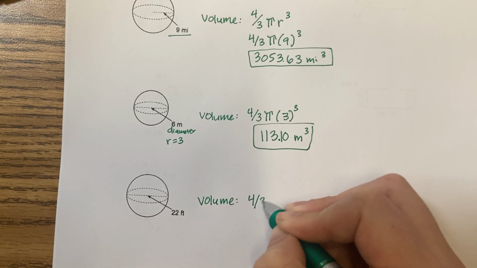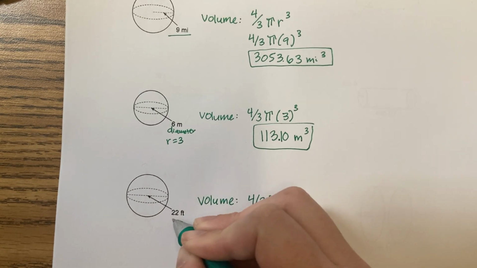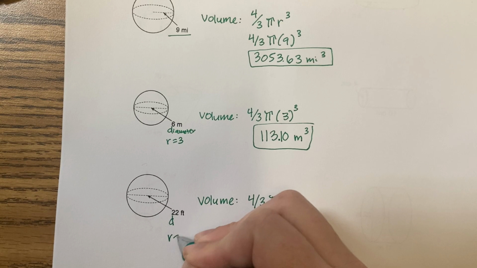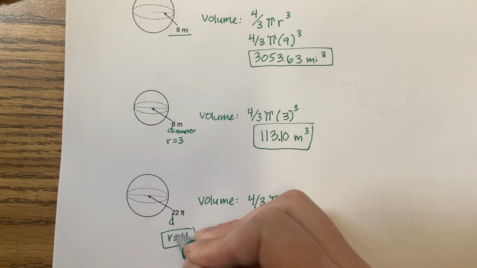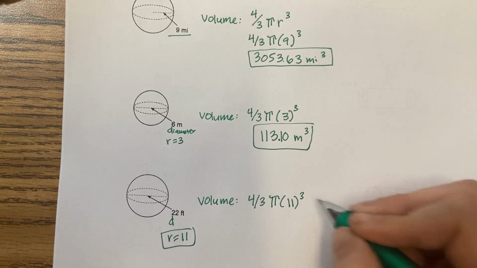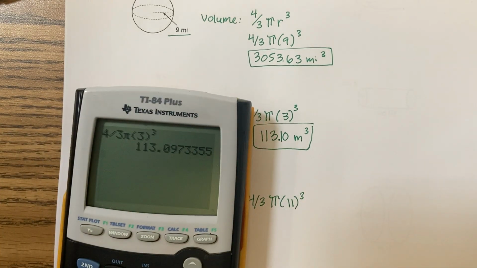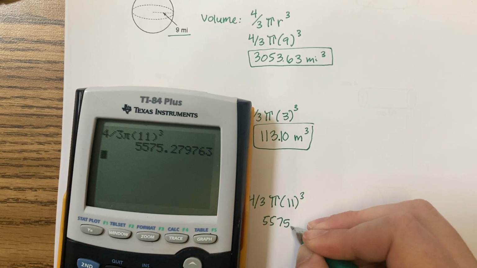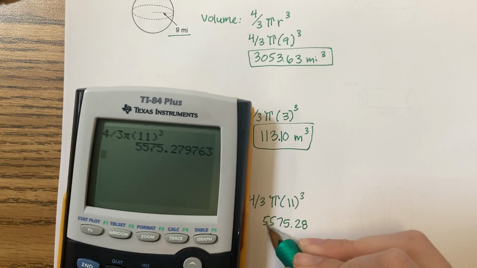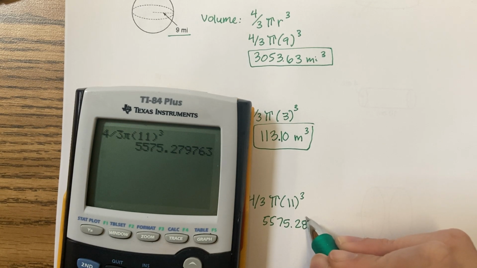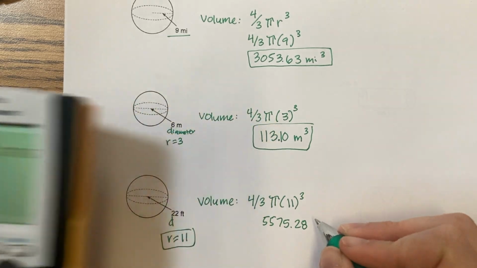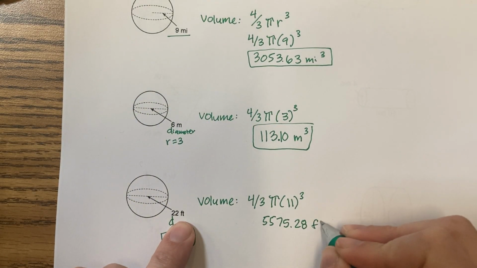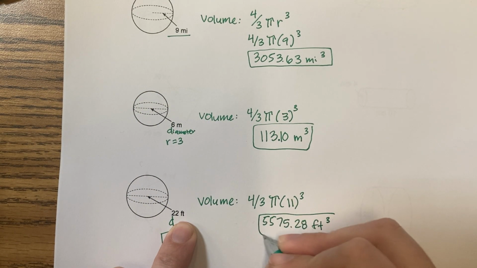Volume, 4/3 pi r cubed. This is a diameter, so I need the radius, cut it in half. That's 11 cubed. 4 divided by 3 pi 11 cubed is 5,575.28. And the measurement is feet cubed for volume.